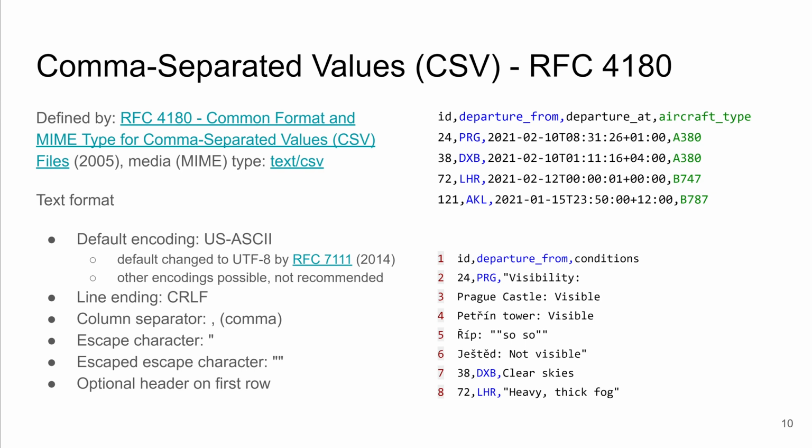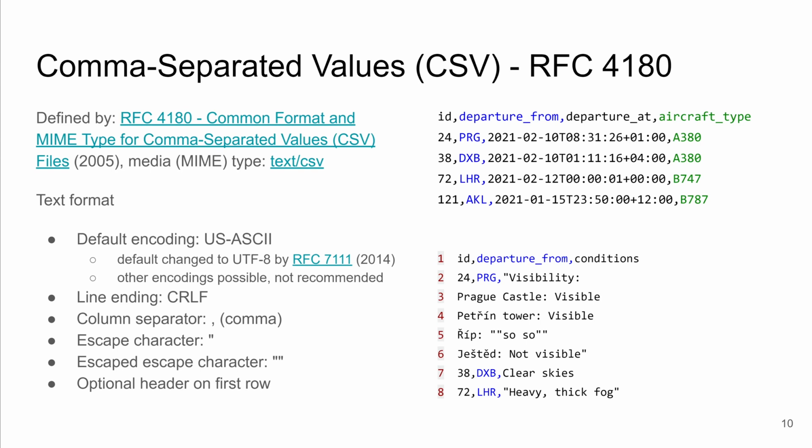If a value contains either a line ending or a column separator, it needs to be escaped, and the escape character is a double quote. So values which contain the dangerous characters, line endings and column separators, are surrounded or delimited by a double quote, and if the value itself contains a double quote, the double quote is doubled. And the header on the first row is optional.